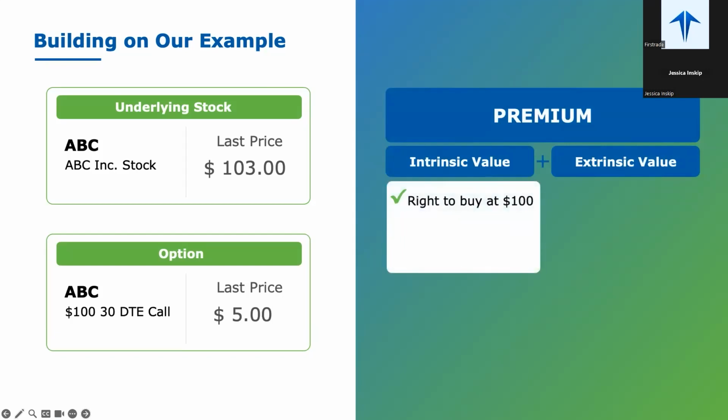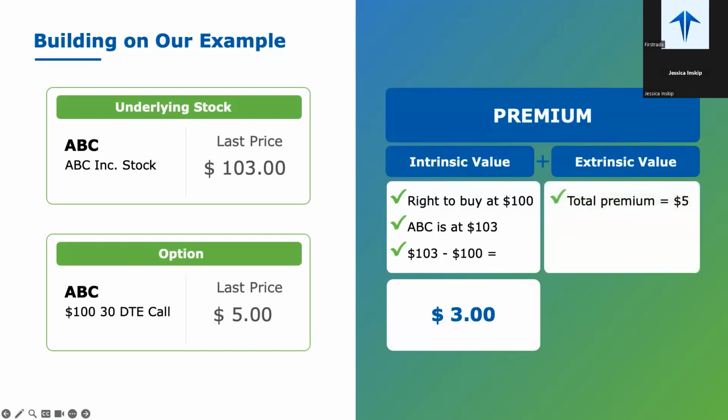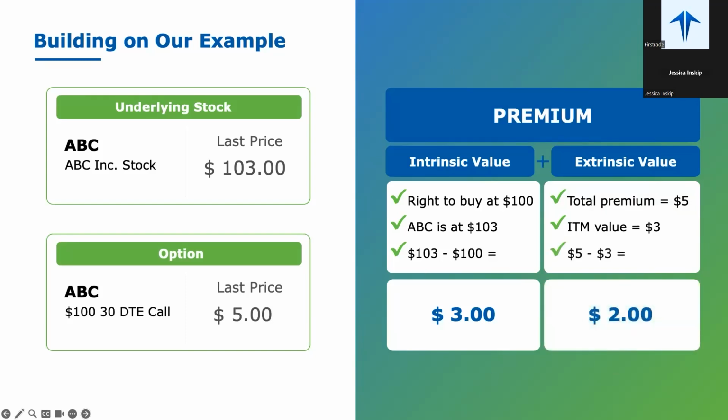Well, if we have the right to buy at $100 per share, and ABC is at $103 per share, well, our right to buy is a much more favorable price than the market price of 103. So that has to be worth the difference, which is $3 per share. That's the executable value. And then your extrinsic value is just anything in excess. So our premium that this option is traded at, or the price of this option, is $5 per share. The in the money value or executable value is $3 because right to buy at 100, sell at 103, the difference of those two. So therefore, my extrinsic value is $2 per share.